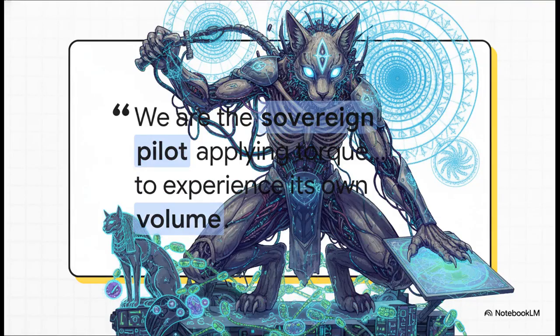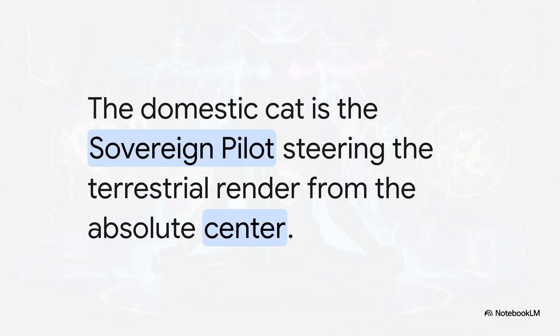And the text directly connects this macro 12-dimensional cosmology right down to the biological entity. We are the sovereign pilot applying the torque. We are the zero-dimensional singularity finally finding a way to experience its own volume. The universe didn't just build this massive 12-dimensional structure. It took that singularity and wrapped it in a biological suit so it could finally experience its own breath from the inside out. So, what is the big takeaway from this system audit?